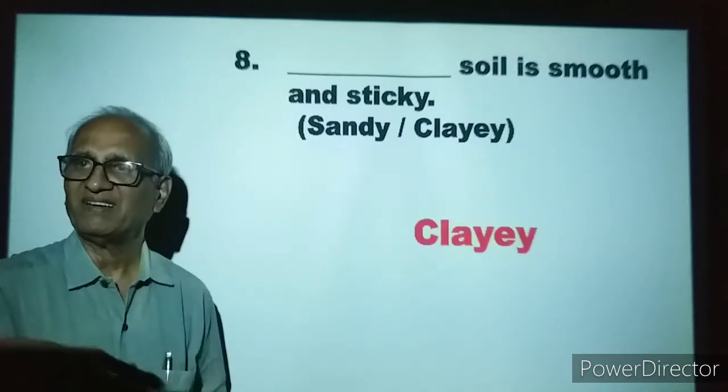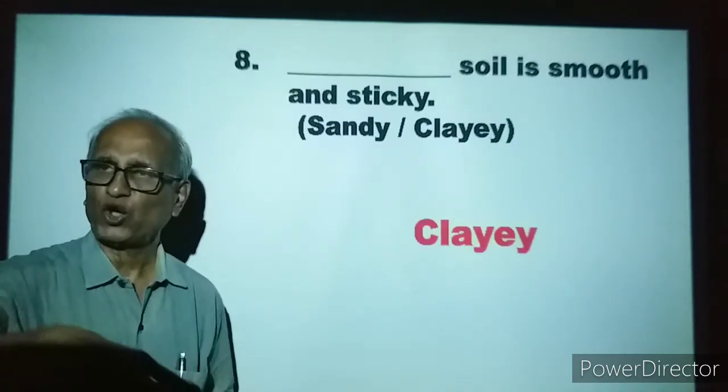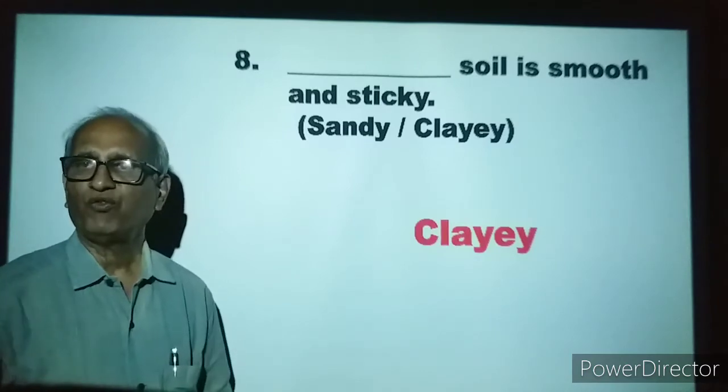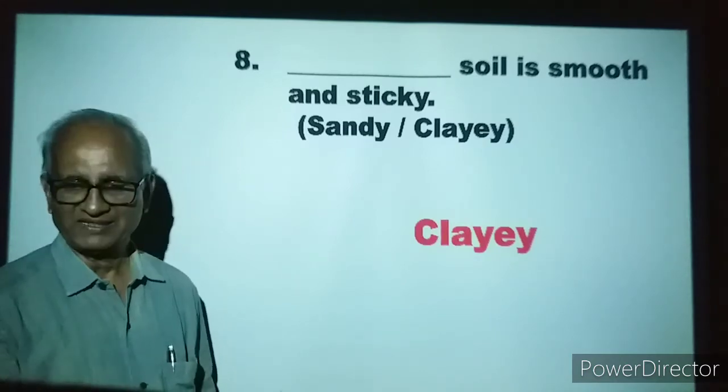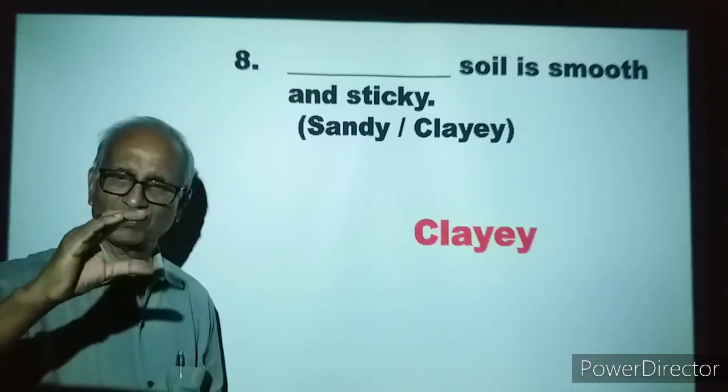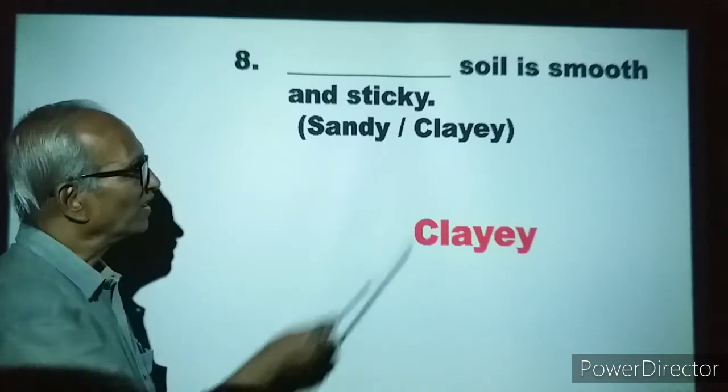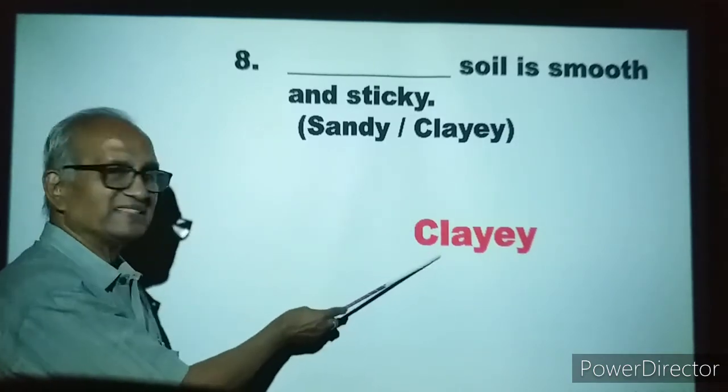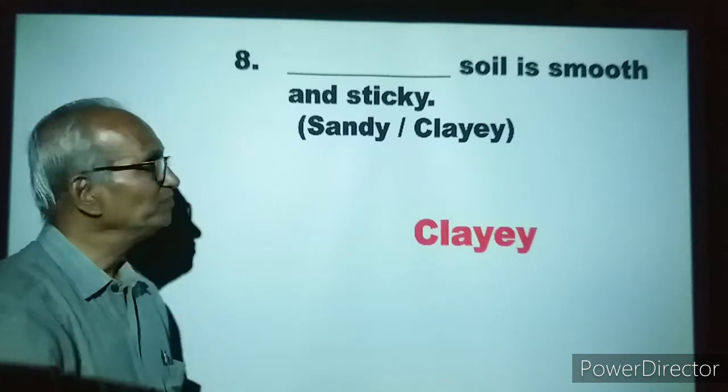The sticky soil which is in a farm with black soil gets stuck to your shoes. You will not be able to walk. That is clay. The soil is said to be clayey.